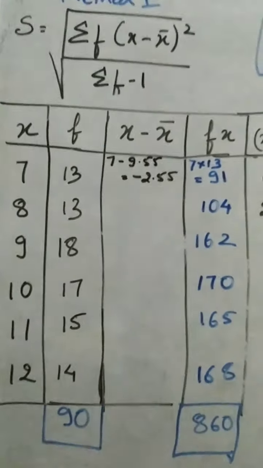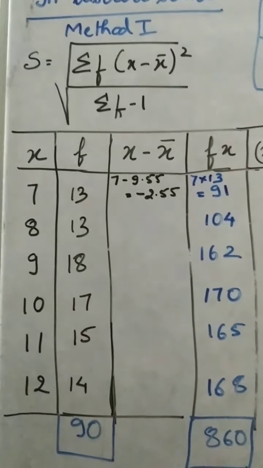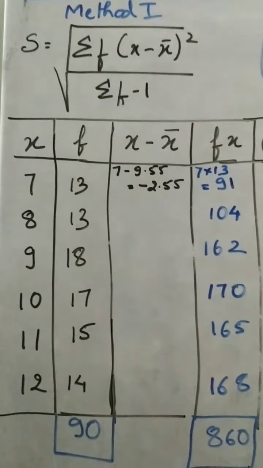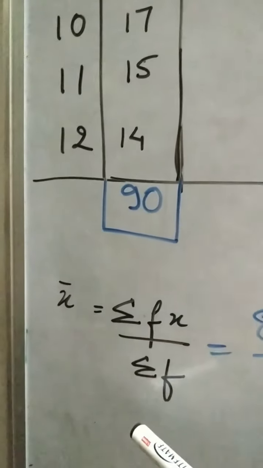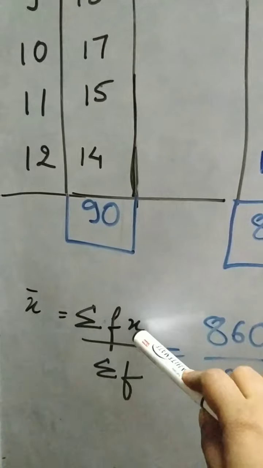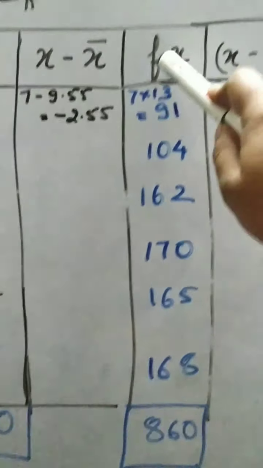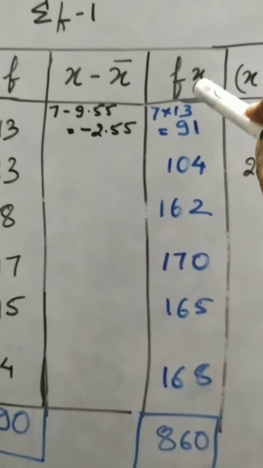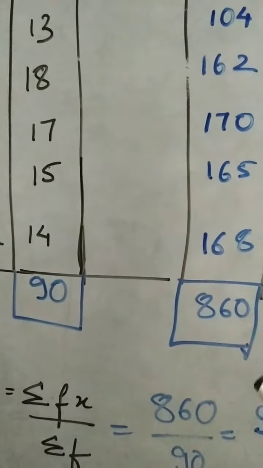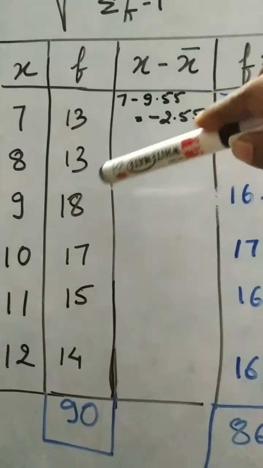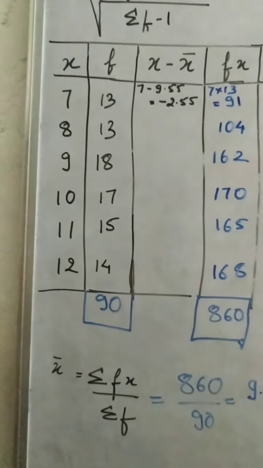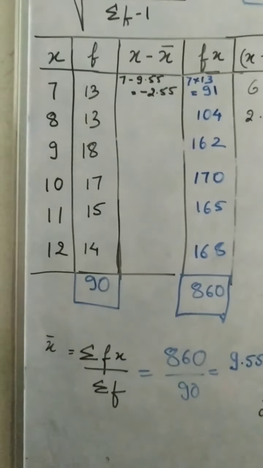Now we look to the formula. The formula says sigma f into x minus x bar. The value of x minus x bar means we have to first find the mean. Again the mean value x bar is equal to sigma fx by sigma f. So we have to find fx. For that we have to make another column, that is f into x. After that we do this multiplication: 13 into 7, 13 into 8, 18 into 9, 17 into 10, 15 into 11 and 14 into 12.